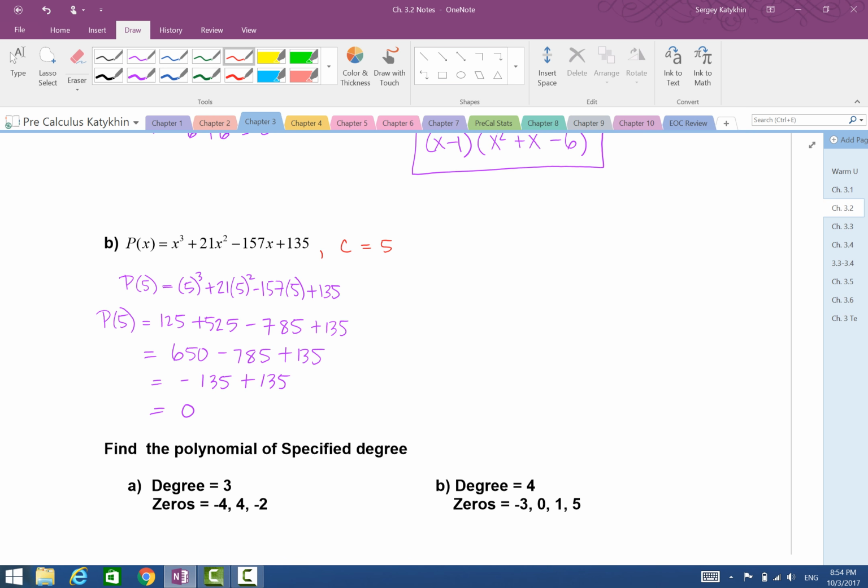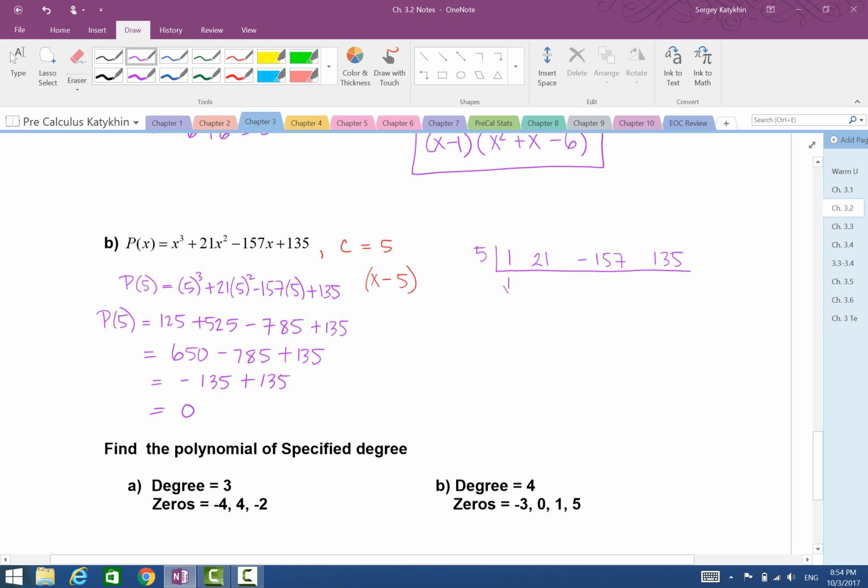Having said that, that means one of our factors is going to be x minus 5. So that's one of the factors. I still have to find the other factors. However, I can use synthetic division now by putting 5 in front and using that hockey stick. I can write 1 for the x cubed. I can write 21 for the x squared. I can write negative 157 for the x, and for my constant is 135.